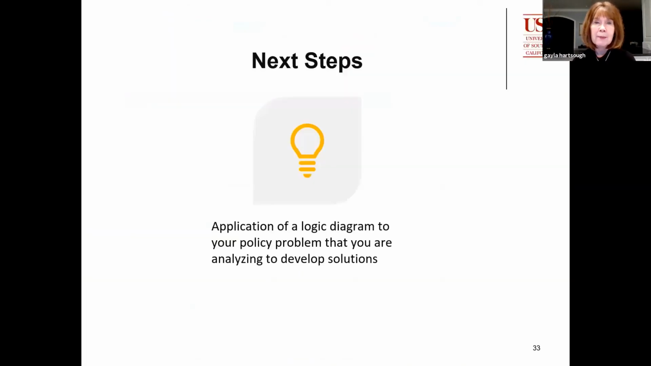So for your next steps, I want you to apply the logic diagram to your policy problem and come up with ways to analyze solutions that could fit into your paper.